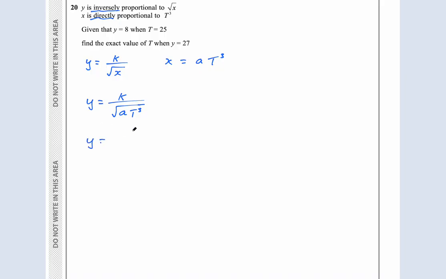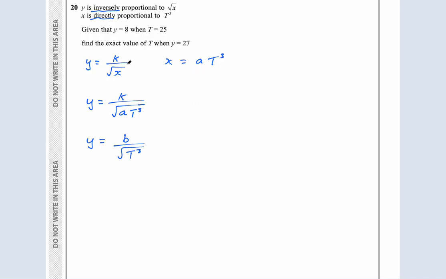I'm going to create a new constant of proportionality, because I don't need to calculate a or k, because they're just two constants. Don't know what they are. So what I can say is that y is actually equal to another constant. Let's call it b, and b would actually be k over root a. But as I say, I'm not too bothered about what these are, but I'll just put b at the top here, and I'll say b over the square root of t cubed, like that. Okay, now that's obviously confusing, guys.